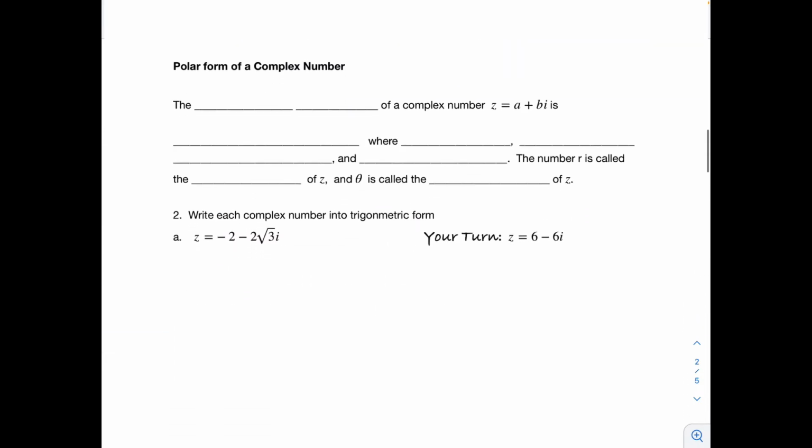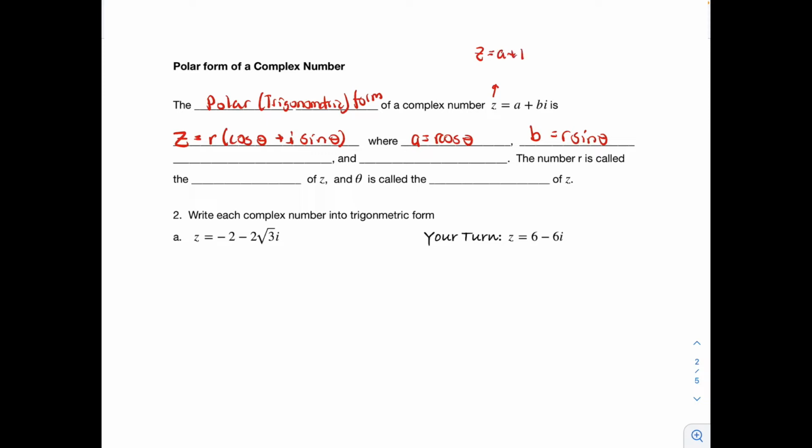Okay, next thing I want to learn is how to convert a complex number into what's called the polar form of the complex number. Sometimes this polar form is called the trigonometric form of complex numbers. So again, the polar form of a complex number is z equals r times (cosine theta plus i sine theta), where a is defined by r cosine theta, and b is defined by r sine theta.